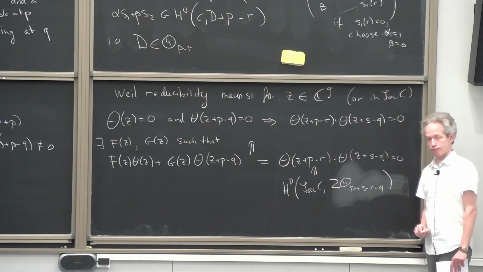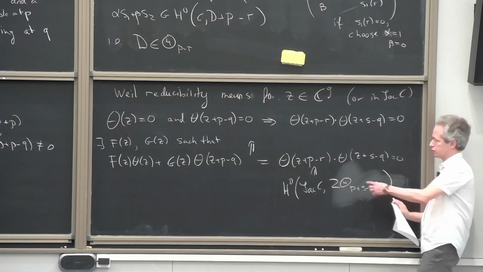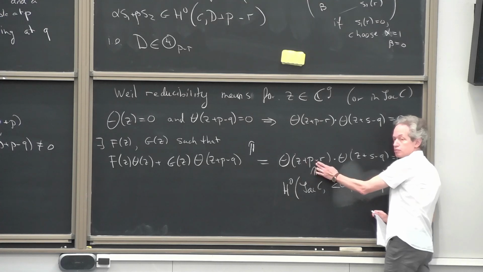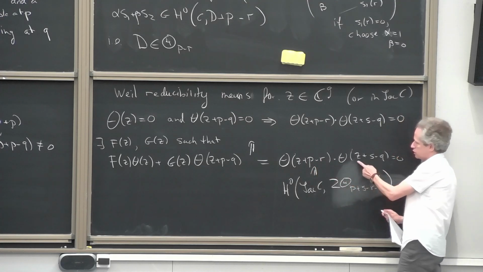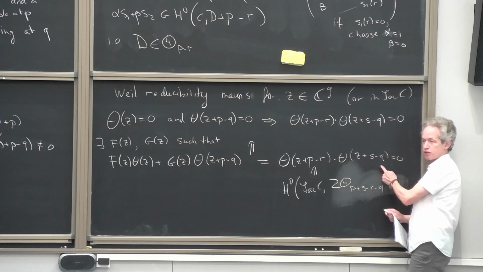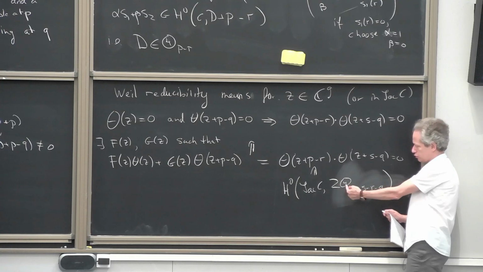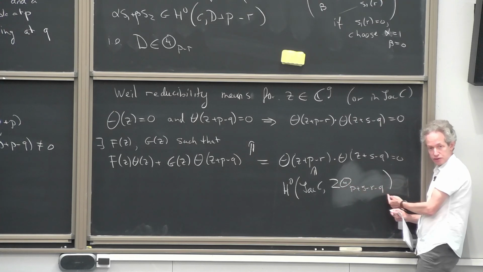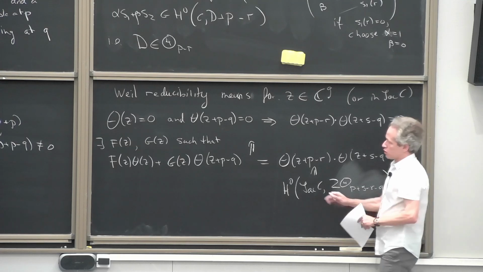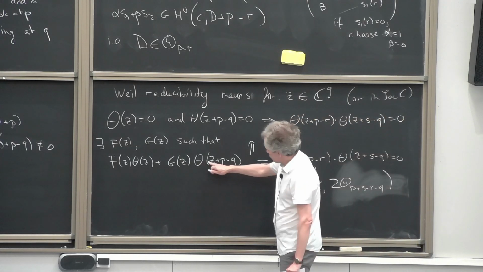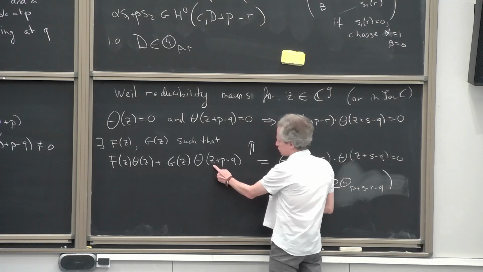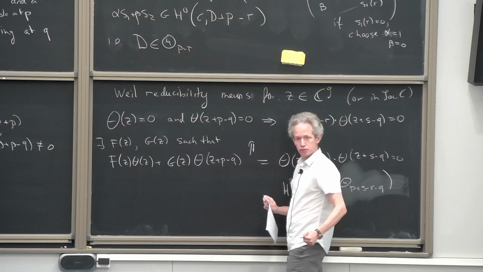As a function on the Jacobian, this is a section of the bundle theta shifted by p minus r. This is a section of the bundle theta shifted by s minus q. Altogether, it's a section of 2 theta shifted by everything altogether, right? What is this guy here? Well, this is a section of theta shifted by p minus q, right?